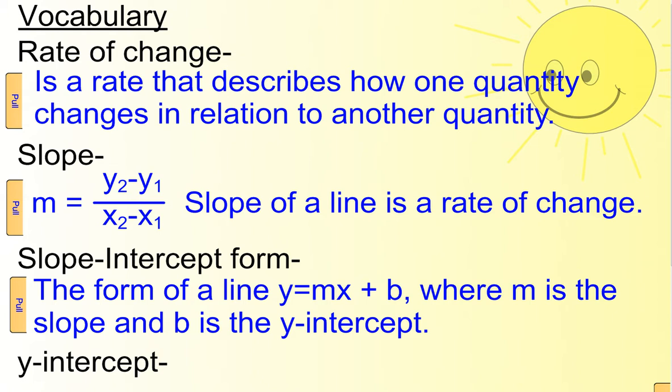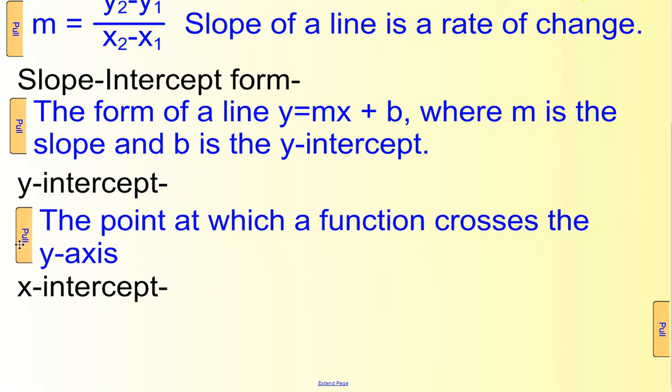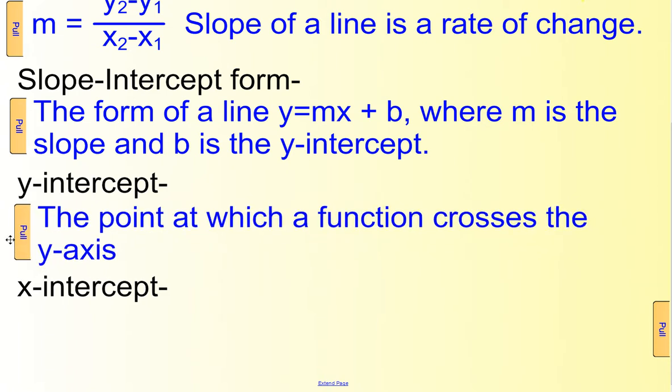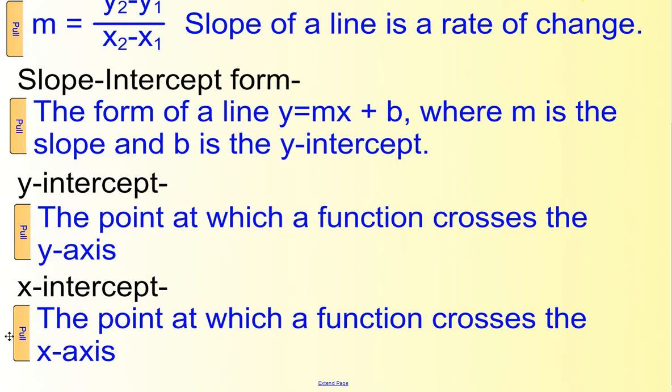That should be familiar from the last module, along with at least a y-intercept, maybe not x as much. Y-intercept is the point at which a function crosses the y-axis, or I say not just a function, a relation, where the line crosses the y-axis. And then the x-intercept would just be the same thing, but for the x, it's a point at which the function crosses the x-axis.